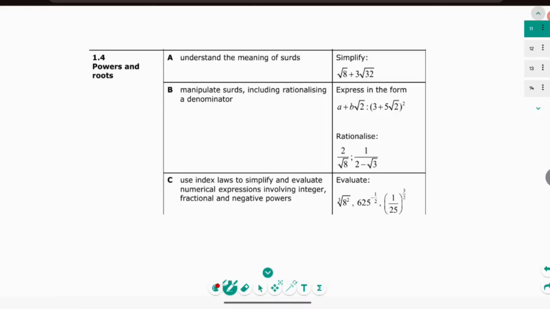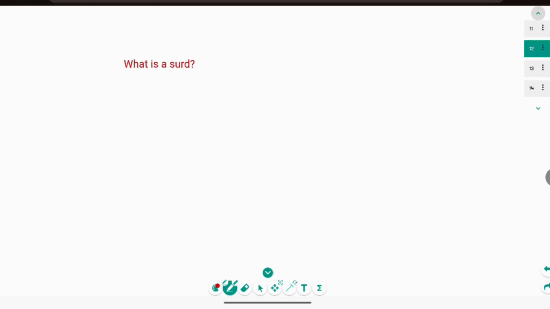Okay, so in this recording, we will be looking at the topic Surds. So understanding the meaning of Surds and manipulating Surds, so learning about the rules you use when you calculate with Surds. Okay, what is a Surd first of all?